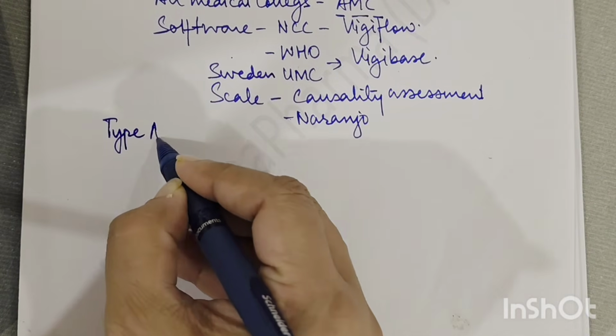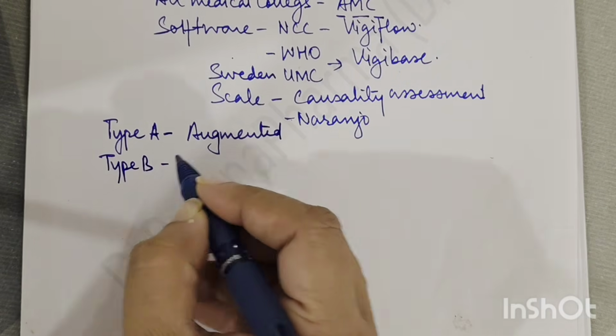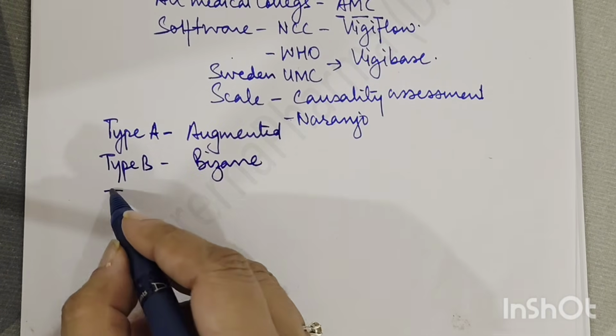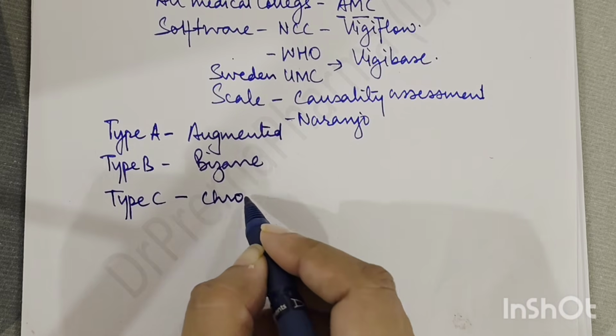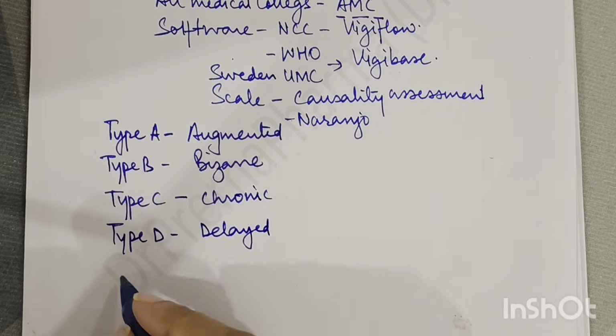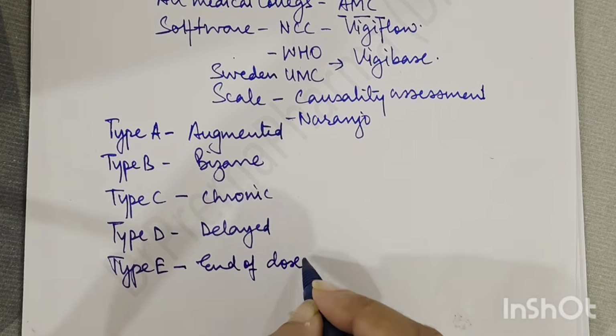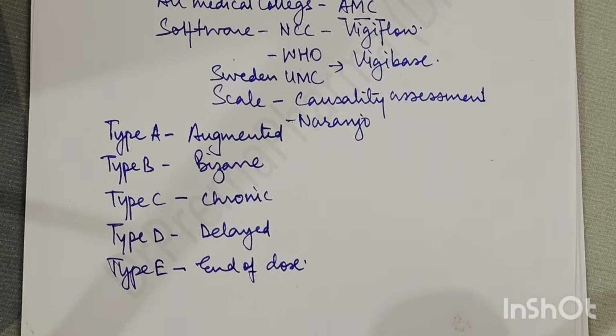What are the types of ADRs? Type A is augmented. Okay. Type B is bizarre. Type C is chronic. Type D is delayed. Type E is end of dose. Okay, so these are the different types of adverse drug reactions.